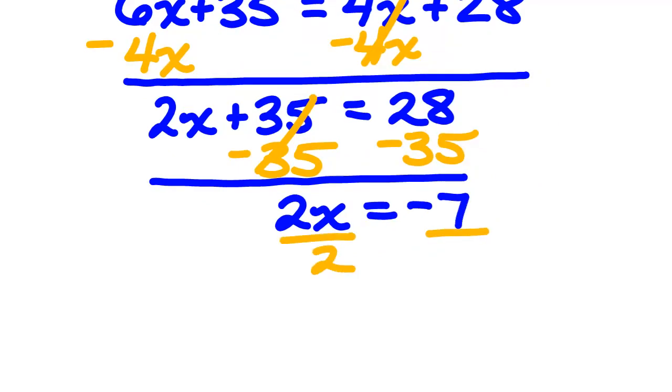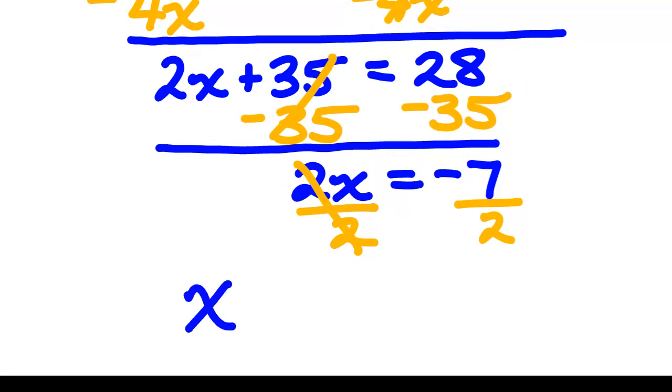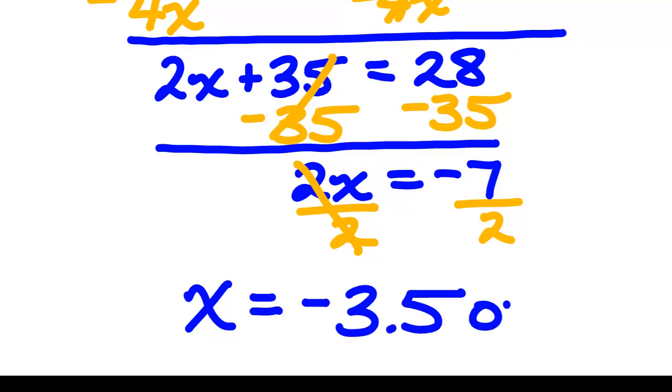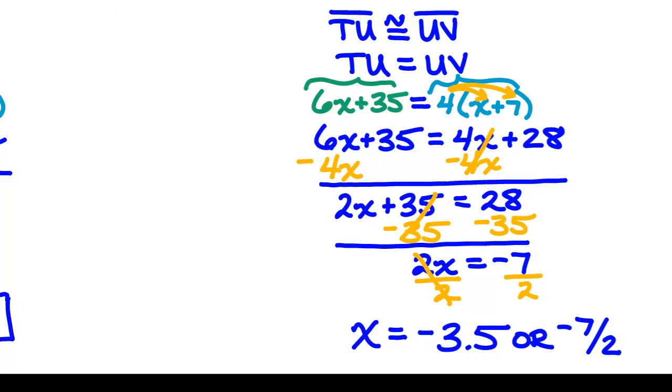Divide both sides by 2. Am I going to get a whole number answer here? No. What is the decimal form of -7 divided by 2? What is -7 divided by 2 in decimal form? -3.5. You can leave that in its fraction form. I don't care whether you write it decimal form or fraction form. Either one would be fine.